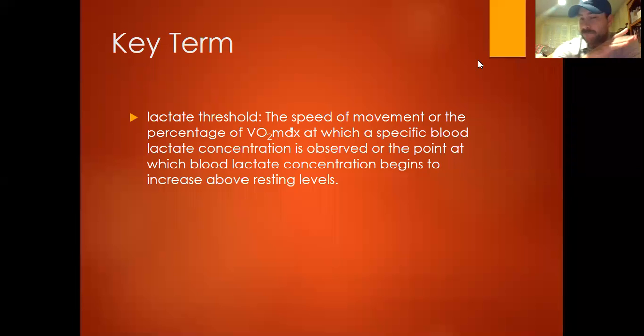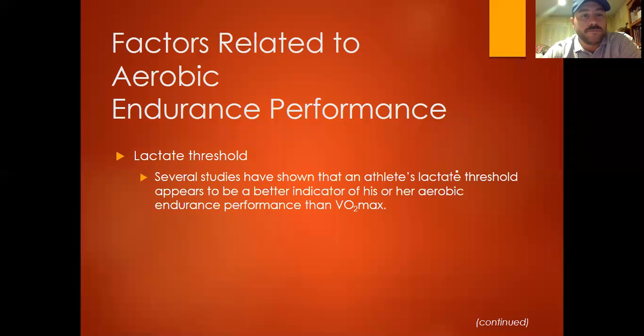So once that lactate starts to shoot up, we get into a point where we become more anaerobic. And as you become more anaerobic, the ability to maintain that decreases heavily. So if you have a lower VO2 max but maybe a higher lactate threshold, which we can train, you may be able to make up for that lack of your VO2. Several studies have shown that an athlete's lactate threshold appears to be an indicator of his or her aerobic performance.